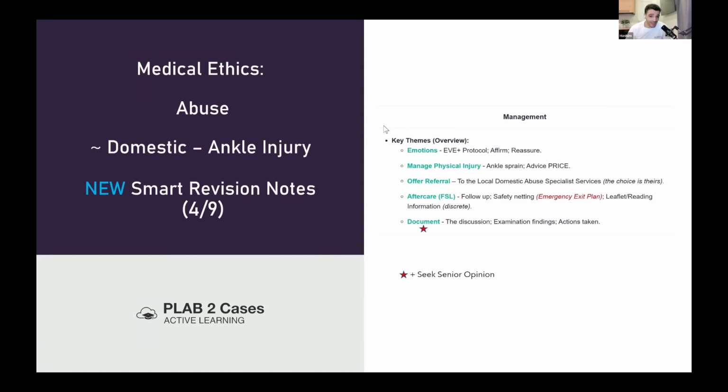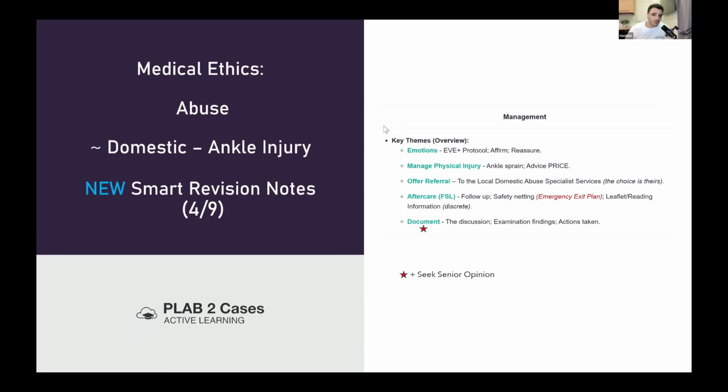Chaperone, again, in the exam you've got to mention these things, right? Always have a low threshold for mentioning examination, and then say you would examine in the presence of a chaperone. Always put that in there. It doesn't take any extra effort to say that. Always put in senior review and document if it's a complex case, like these cases we're discussing today.